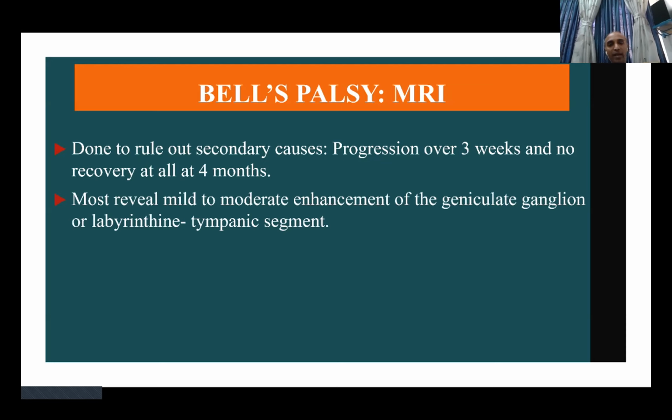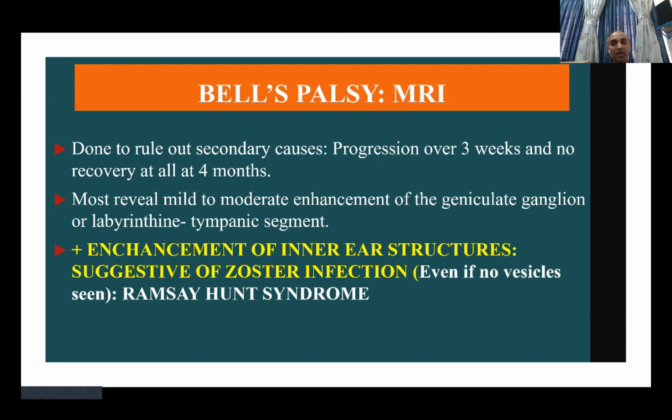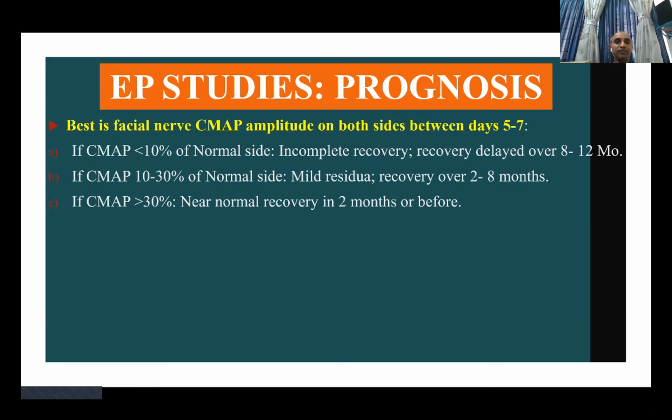And in most with idiopathic Bell's palsy, you will get mild to moderate enhancement of the geniculate ganglion or of the labyrinthine tympanic segment, which is common. However, if you see enhancement of the inner ear structures along with enhancement of the facial nerve, you are sure that you're dealing with a zoster infection. Even if there are no vesicles, you can still label them as Ramsay-Hunt syndrome. So that's where the utility of MRI is.